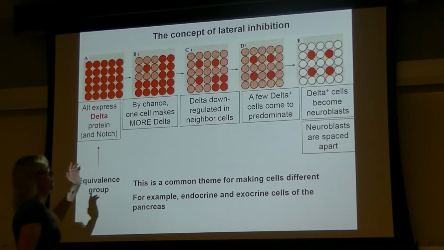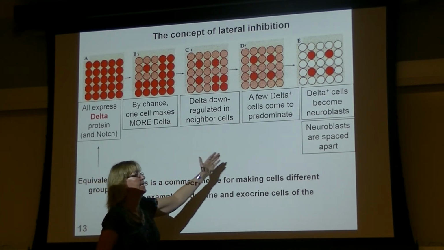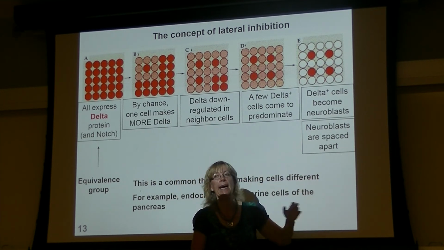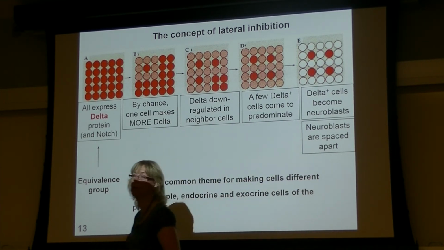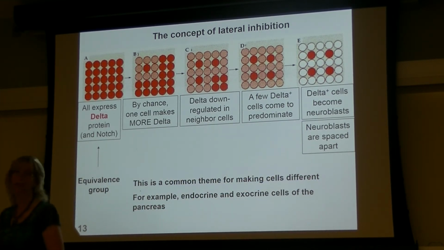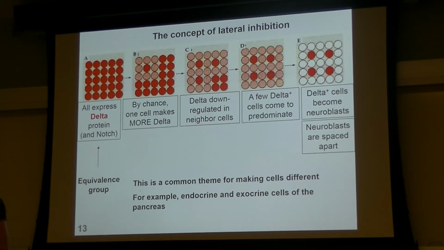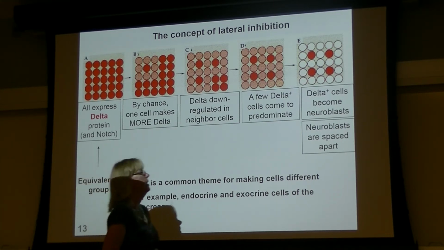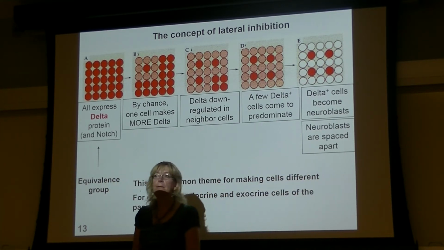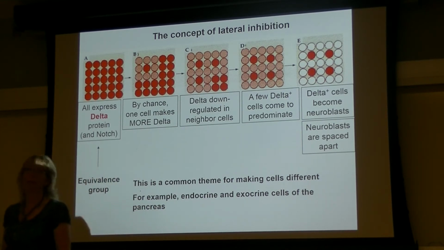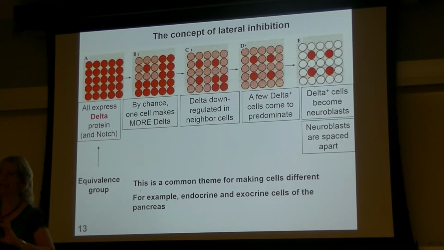So this, eventually the outcome of this will be that on average, 1 cell out of 4 will be a delta continued expression cell, the dark red cell, and those cells will become the neurons. Also, these neuroblasts, or these dark red cells, are going to be spaced appropriately, and that's because of this lateral inhibition due to juxtacrine signaling.